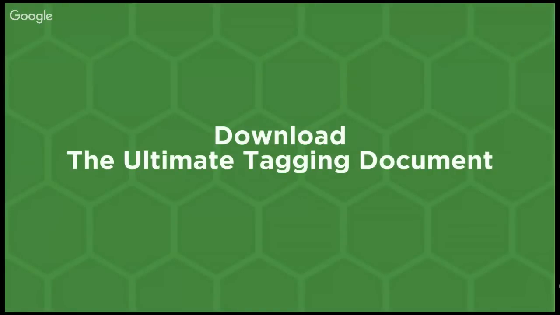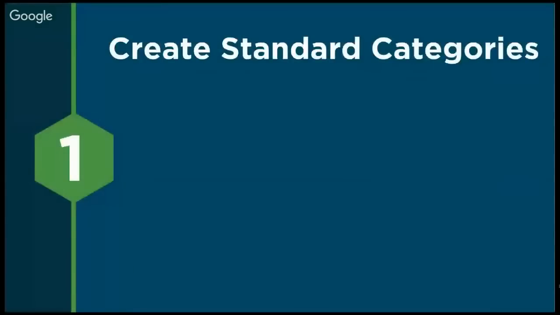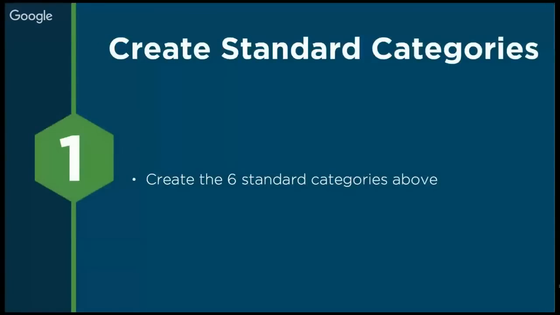All right, so I'll leave that up for a moment here. All right, so the cleanup process. Let's go through the cleanup process and what you need to do. It's a 5-step process. The 5 steps are very, very simple. First, create your standard categories. That's it. Create the 6 standard categories that we just talked about above: your profile, status, activity, temp, reporting, and trigger categories.